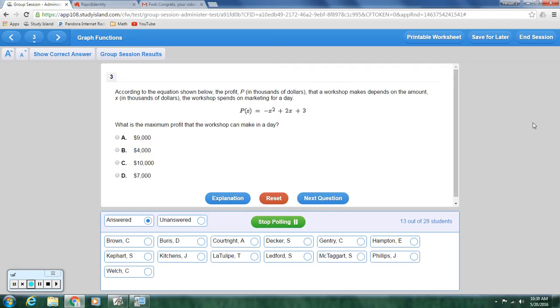All right, so according to the equation shown, the profit, in thousands of dollars, that a workshop makes depends on the amount x, in thousands of dollars, that the workshop spends on marketing for a day. Given this equation, what is the maximum profit that the workshop can make in a day? I gave you some hints there. What one word in there was the hint in that question? Maximum, yes. Maximum.